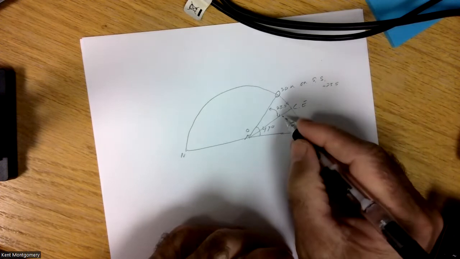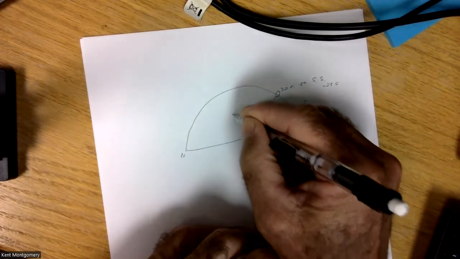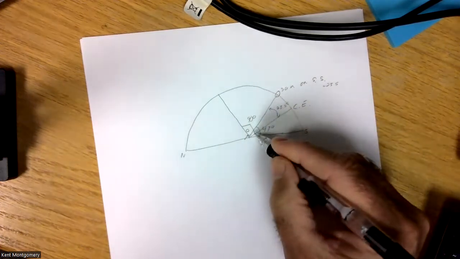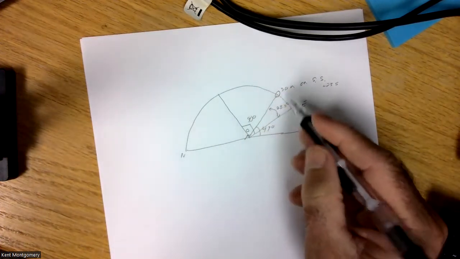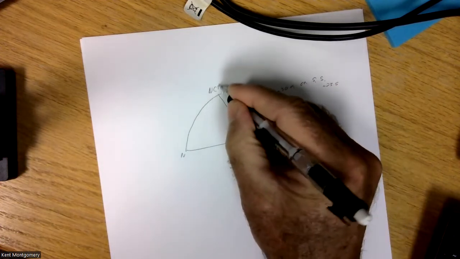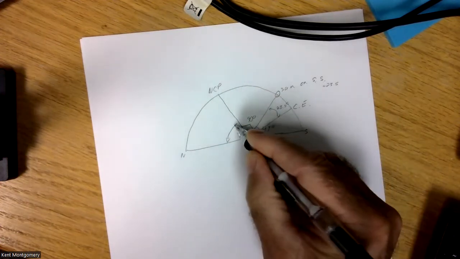Okay. Then from the celestial equator, I go 90 degrees. Remember, I always go 90 degrees from the celestial equator. Don't go from the sun. The sun moves around the sky. Celestial equator does not. Here's the north celestial pole. I need to find this angle right here.